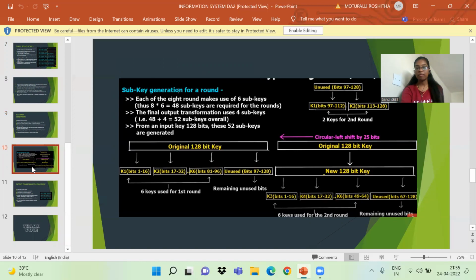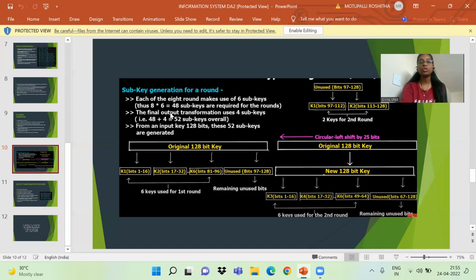So in the same way the round 1 operation is performed. All other 7 rounds will be using the same round operation in order to generate this algorithm. Each of the 8 rounds makes use of 6 subkeys. That is 8 into 6, 8 rounds and 6 subkeys each, which is 48 subkeys required for the rounds.